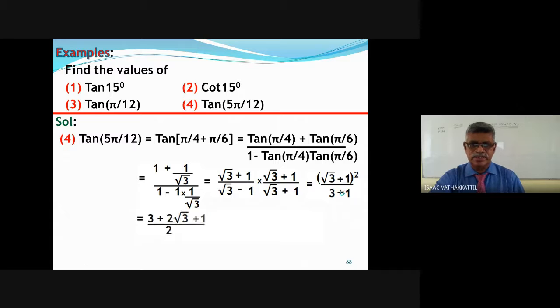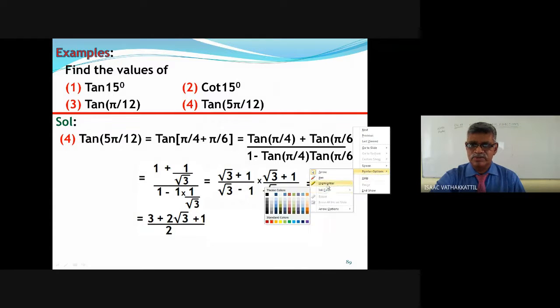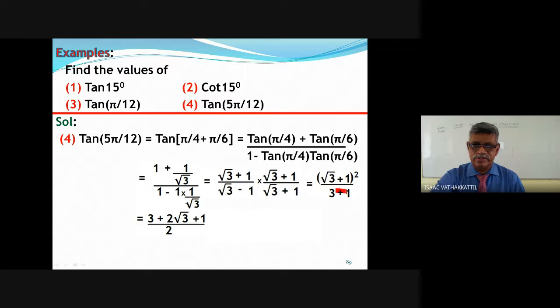It will be corrected later. It is 3 minus 1, not 3 plus 1. A plus B into A minus B is A squared minus B squared, so 3 minus 1. Now the numerator is 3 plus 1, 4, plus 2 root 3, divided by 2, which is equal to 2 plus root 3.